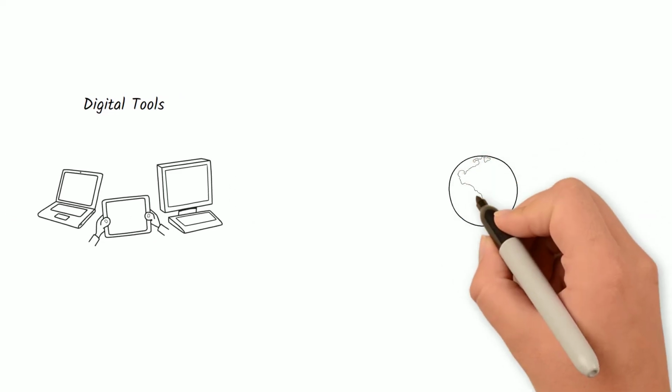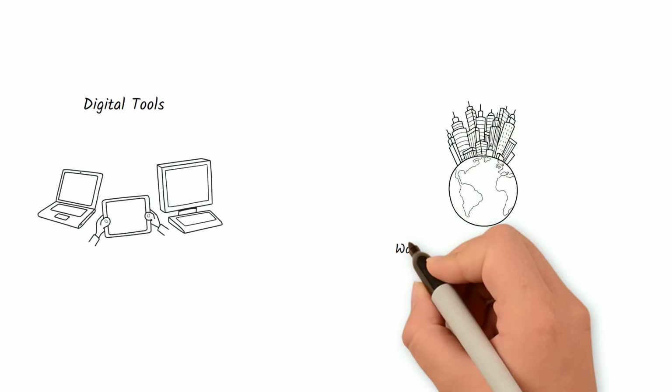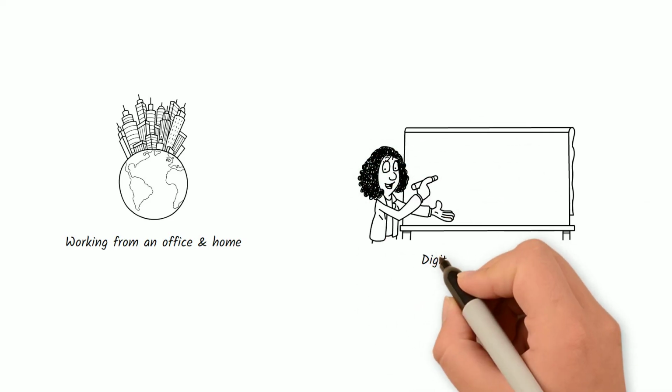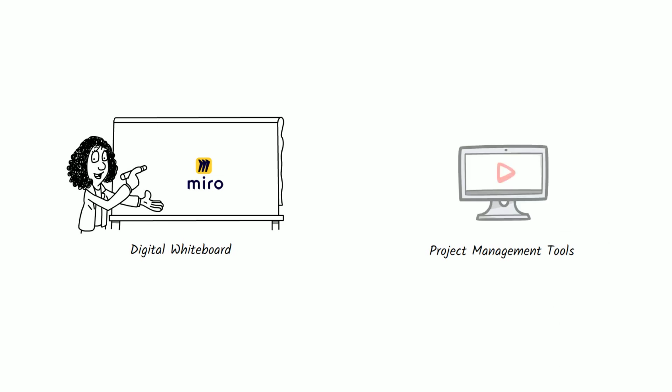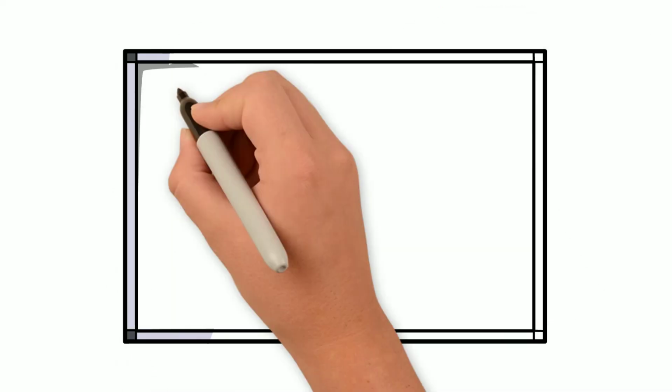Most of the teams today are hybrid teams, with some people working from an office and others from home. This means you most likely need a digital whiteboard for facilitating your PI planning, like Miro, and any project management tools for managing the agile delivery. In future videos, we will show you how to use Monday.com for scaling Agile. These are the main high-level steps on how to implement Scaled Agile.